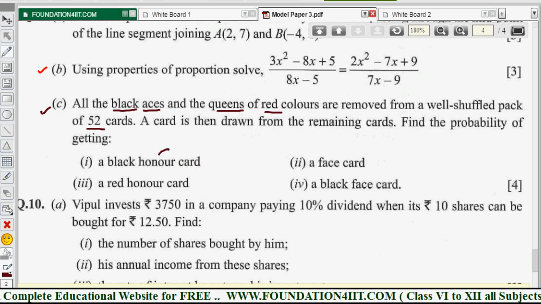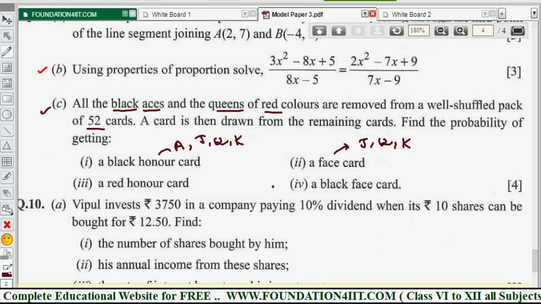So honor cards are nothing but A, J, Q, K. These are the honor cards. So we have a total of 4 suits here, so 4 fours are 16, because red color 8 and black color 8. Ace, Jack, Queen, King are the honor cards. Face cards are only J, Q, K, these 3 only. So total face cards we have 12, because 3 fours are 12 out of 52 cards, and 16 are honor cards out of 52. Red honor card and black face card.